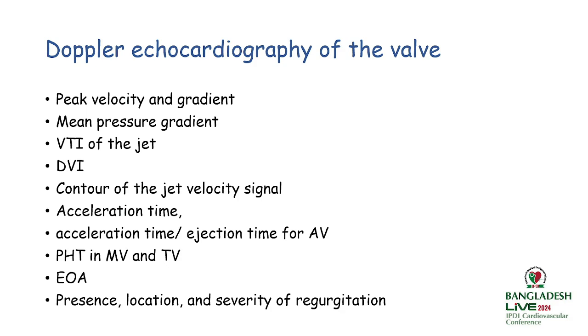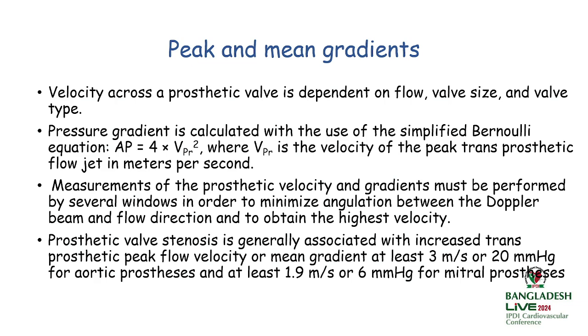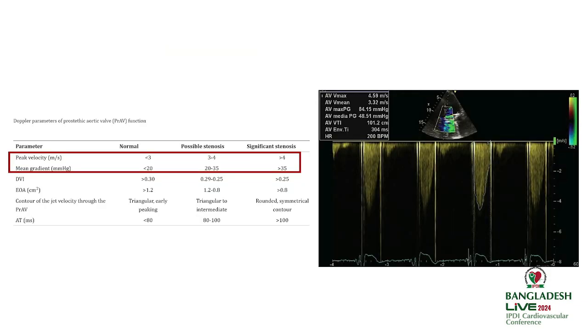These are peak and mean pressure gradient, VTI of the jet, Doppler velocity index, contour of the jet, acceleration time, pressure half time in case of mitral and tricuspid valve, effective orifice area, and presence, location, and severity of regurgitation. First of all, we have to measure peak and mean gradient. In the morning, the previous speaker beautifully demonstrated how we use the Bernoulli equation to measure peak and mean gradient.